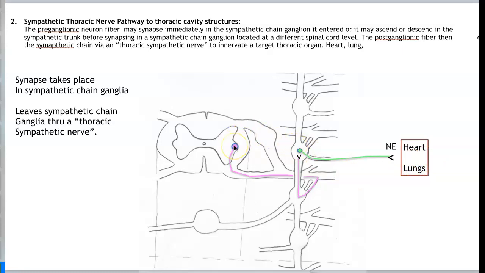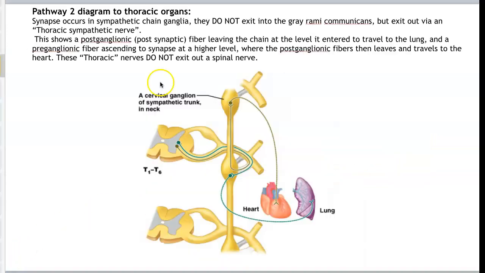So, remember, to get to thoracic cavity structures, you are not going through the gray. You are not getting on a spinal nerve. You are synapsing in the sympathetic chain ganglia, and you are leaving through this thoracic sympathetic nerve to take you to the heart or the lungs. Not too bad, right?